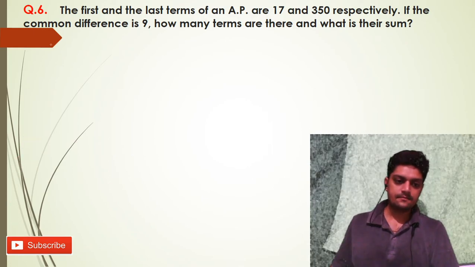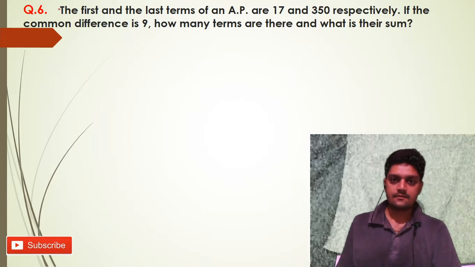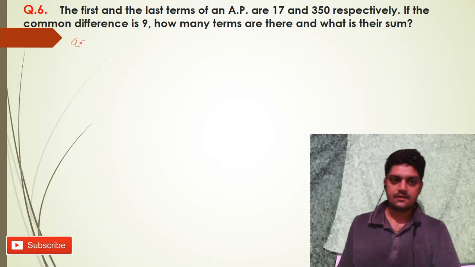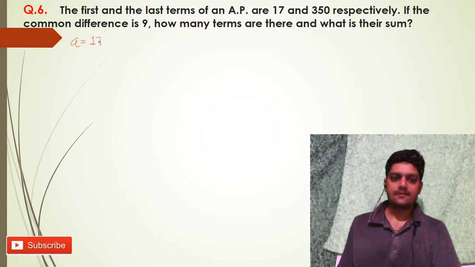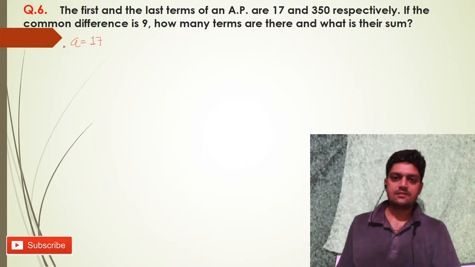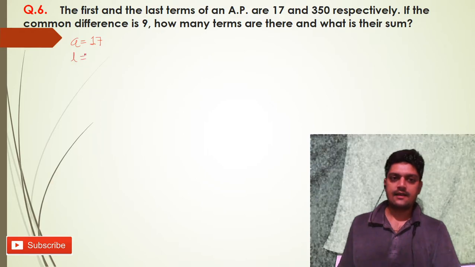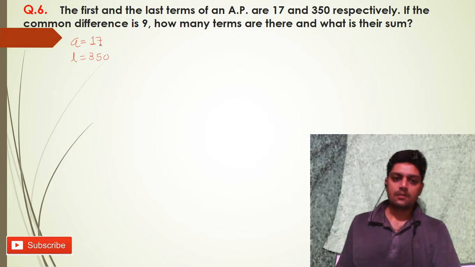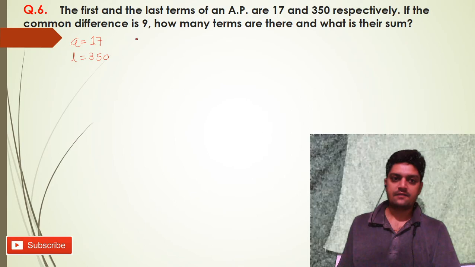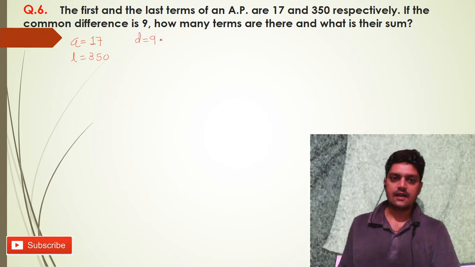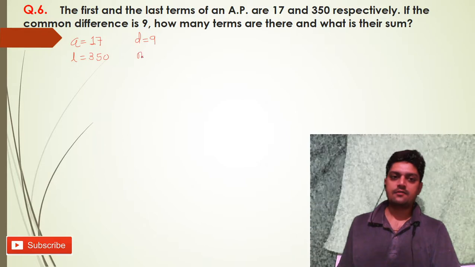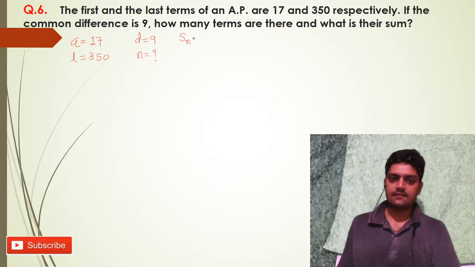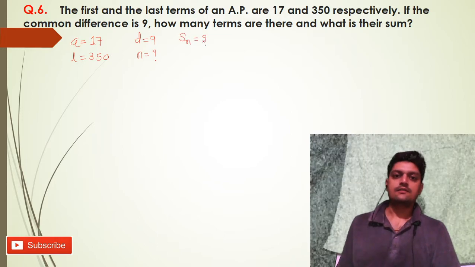So here we'll write what they have given. First term, a, they have given, that is 17, and the last term is given, l, that is 350. Common difference is also given, that is d, which is 9. And how many terms, that is n, we have to find, n is question mark, and the sum, Sn, we have to find. Okay, so is that clear what we have to find?